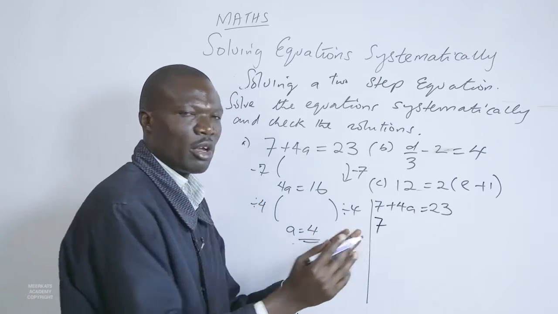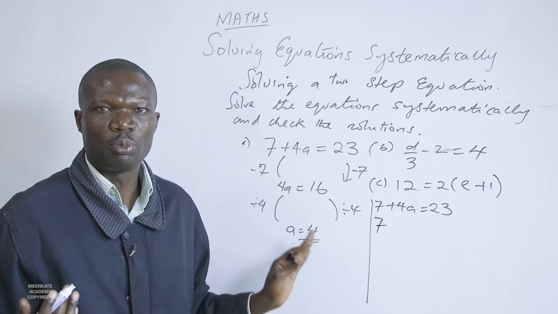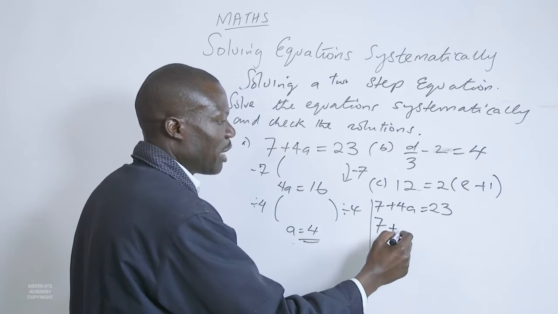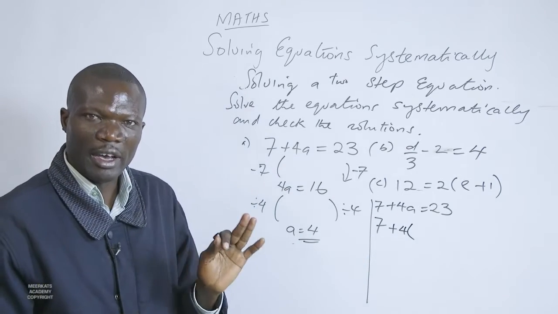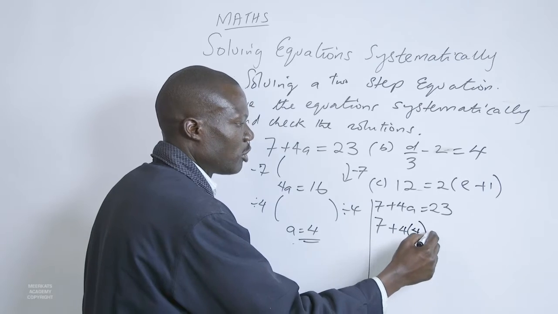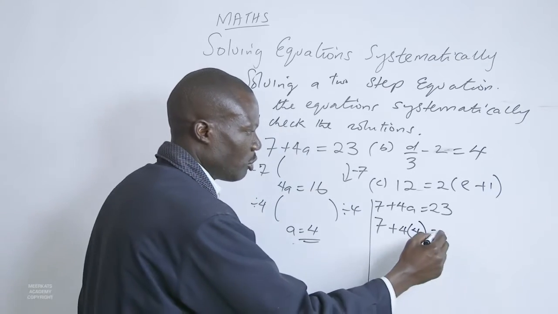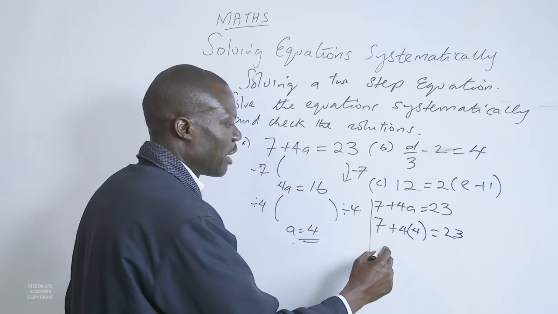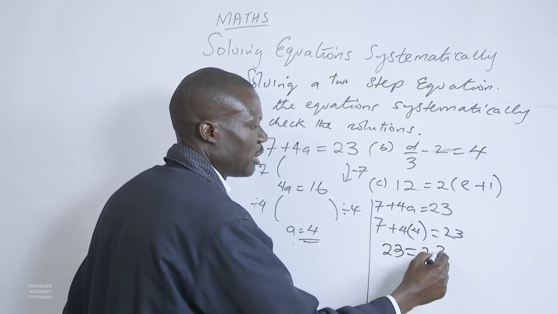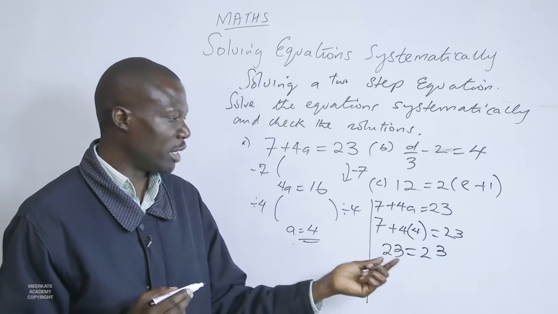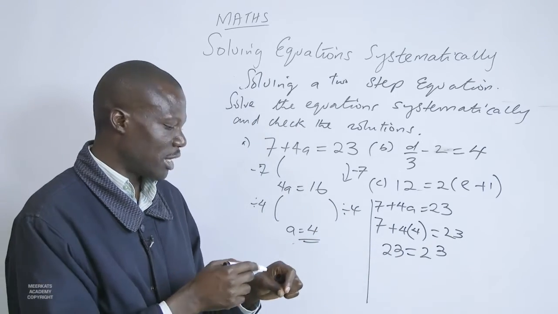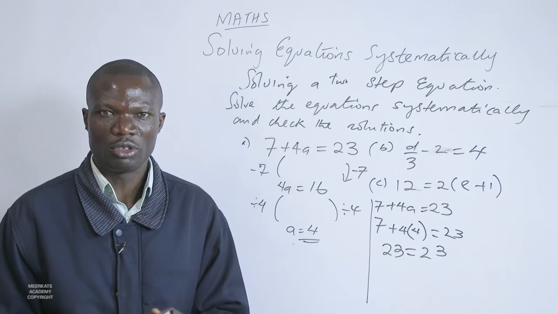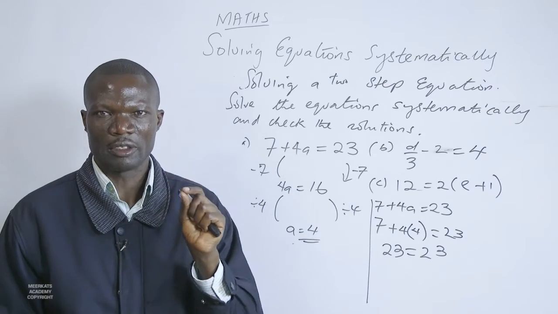This one will be 7. We are concerned with the left-hand side, to prove that the left-hand side is equivalent to the right-hand side. So 7 plus 4 in bracket a, where a is 4, should give us 23. Is it true? Let's see. 4 times 4 is 16. 16 plus 7 gives us 23. So 23 is equal to 23. If this is the case, then we can agree that the solution for this equation was a is equal to 4. We have solved and we have checked.